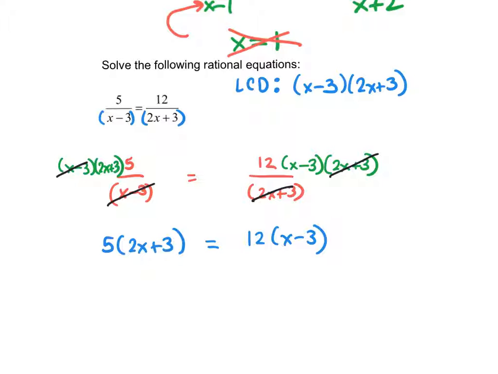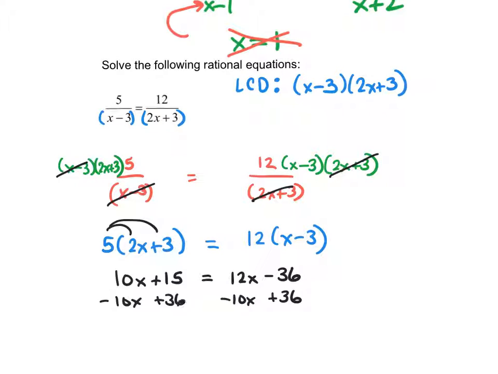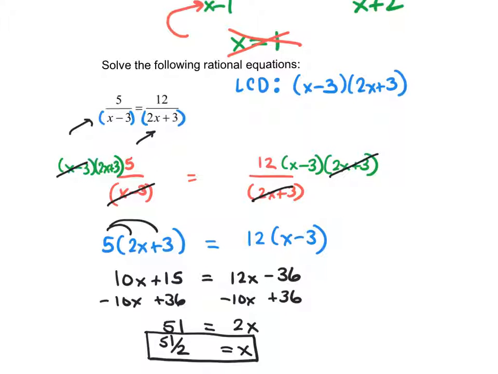Now this is just an equation I can solve like I always have. I'll distribute the 5, so that'll give me 10x plus 15 equals 12x minus 36. I'll get all the x's on one side, so I can take away 10x from both sides, and I can add 36 to both sides, because there are no exponents, it's just linear. So I get 2x on this side, I get 51 on this side, so x is going to be 51 halves. We should check that it's not extraneous because it doesn't make either of these denominators 0. So this would be our solution.